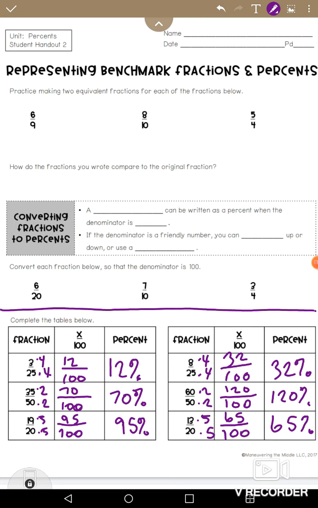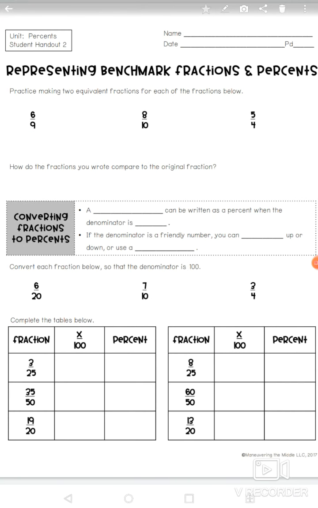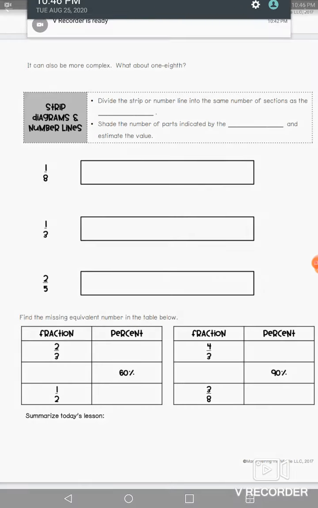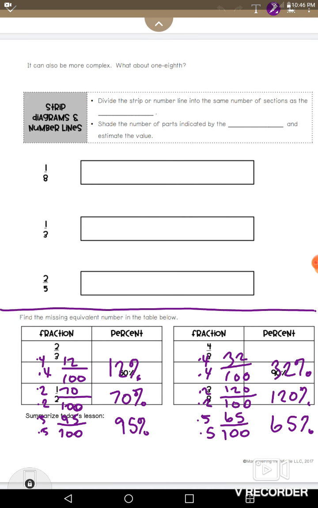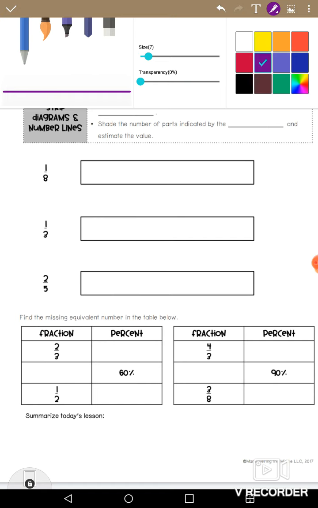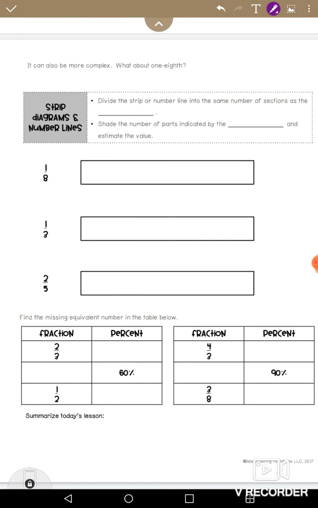Now that's easy. Anything over 100 equals our percent. Finding a number times something else equals 100 gets us our percent. But that's not always going to be the case. Sometimes we're going to find numbers that are not as easy as making an equivalent fraction that equals 100. Sometimes we're going to end up with fractions like 1/8. It can also be more complex.